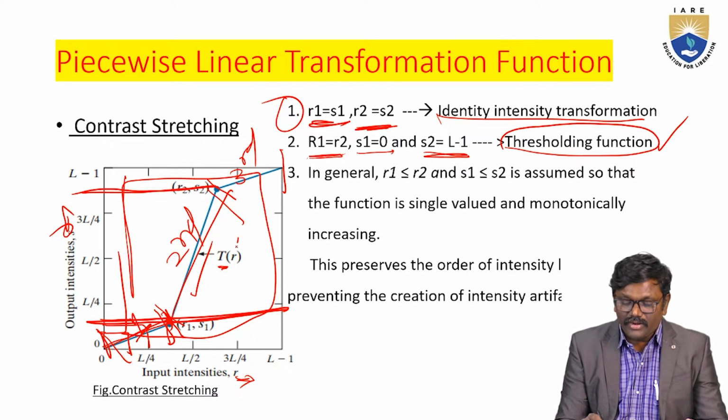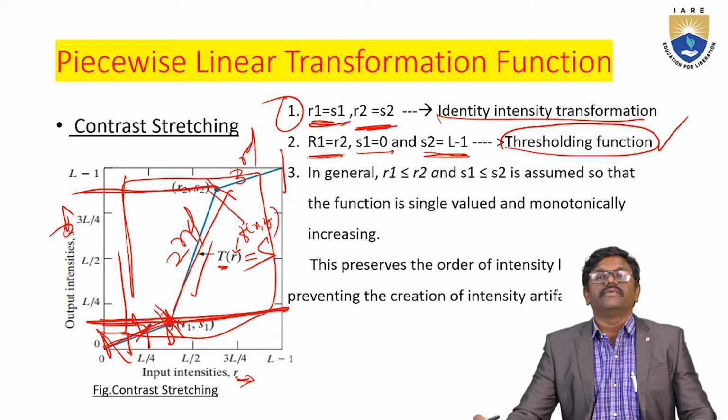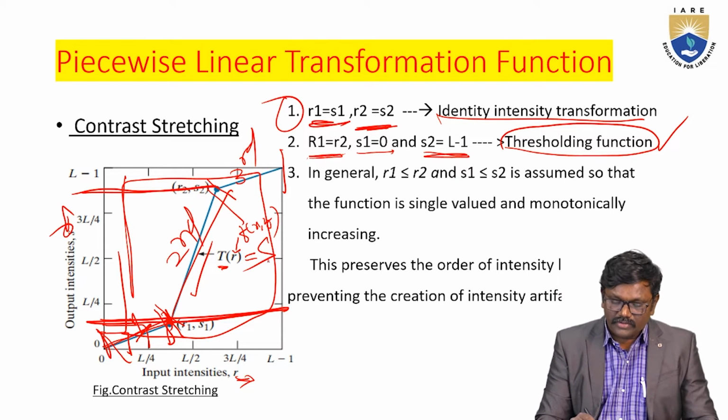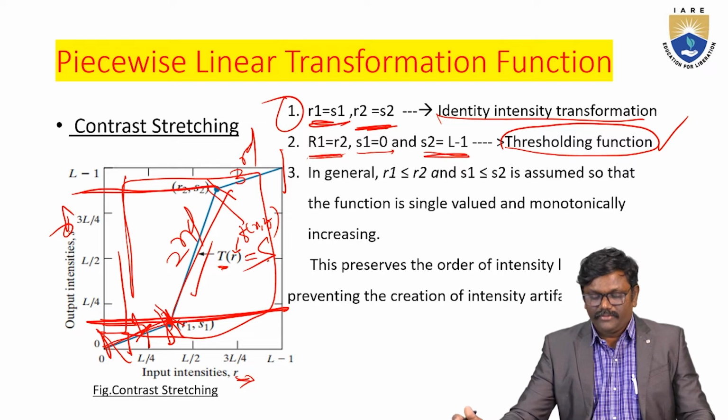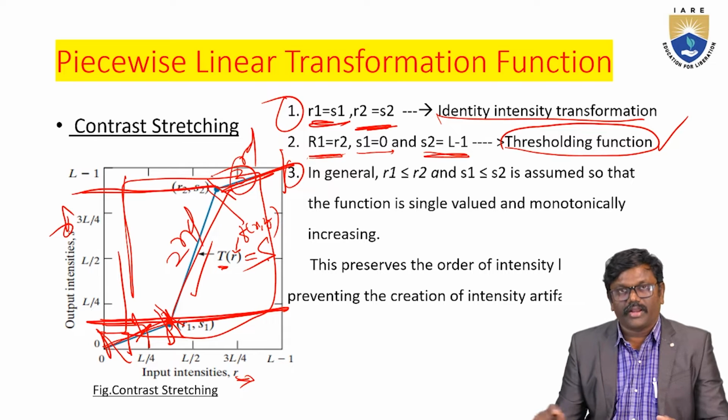What is T of r? r is f of x comma y. What will T of r become? It is s. What is s? Your output intensity values, in terms of g of x comma y. Now we are going to have a third point. What is the third part? This is the third part.